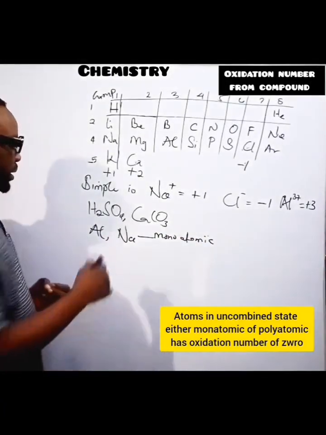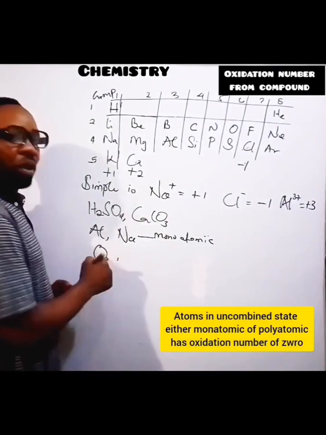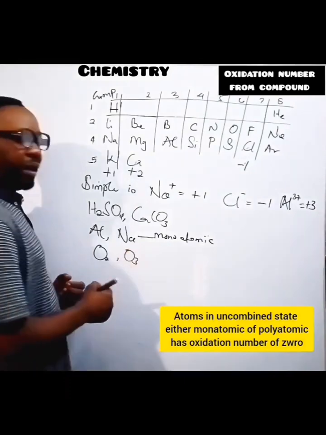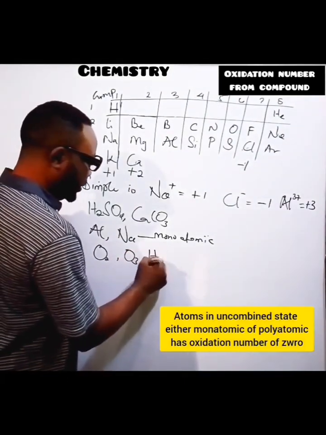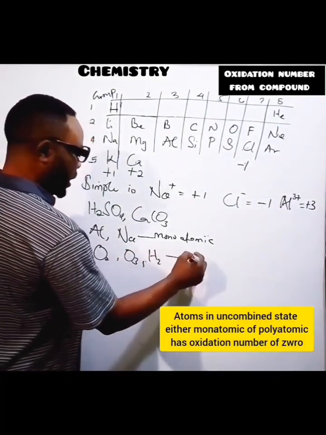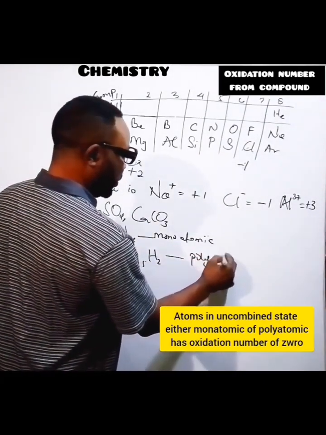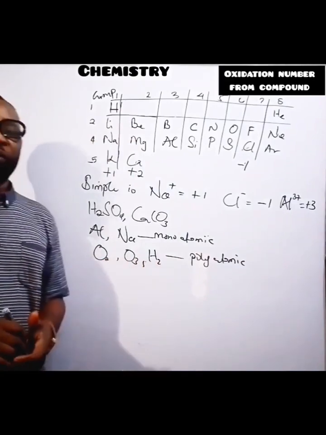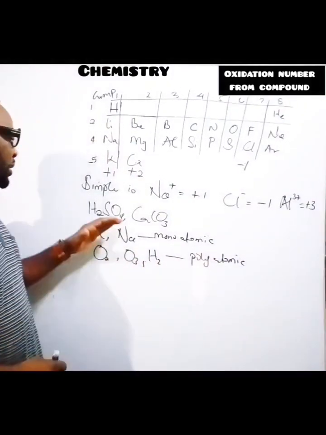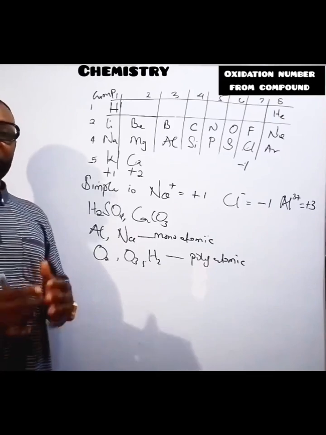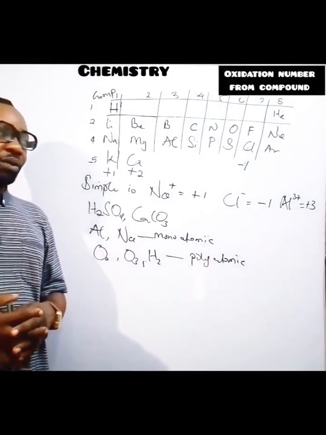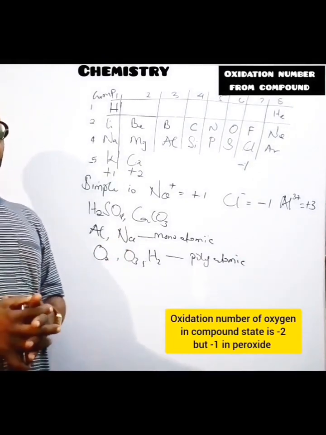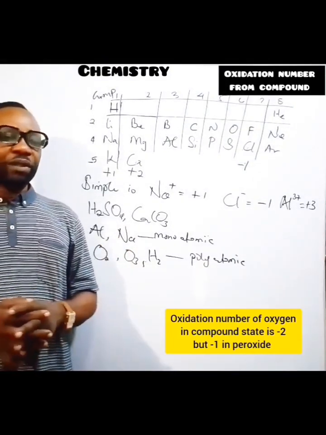Now, for instance, if you have O2, or atoms such as ozone, that is O3, or you have hydrogen, H2, these are polyatomic because the number of atoms that each of them is made up of is more than 1. In this state, their oxidation number is 0. That is another rule. The next rule is the oxidation number of oxygen.